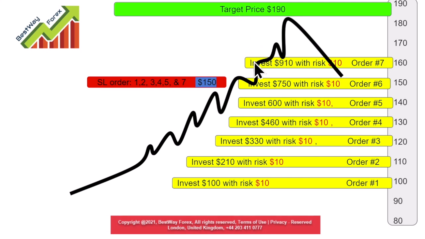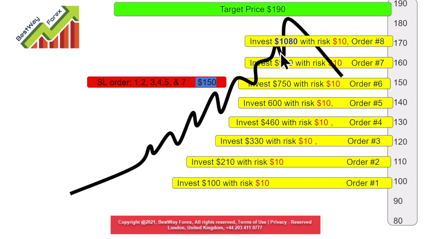Now what we do again, we look at the current entry. What is the current entry? The current entry is 160 for order number 7, plus the stop loss value. The stop loss value was 10, so 160 plus 10 is 170. So the price here reached 170. Perfect. We place another order, we get that at 170.